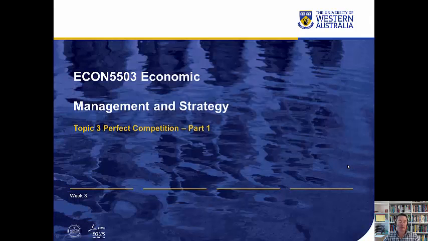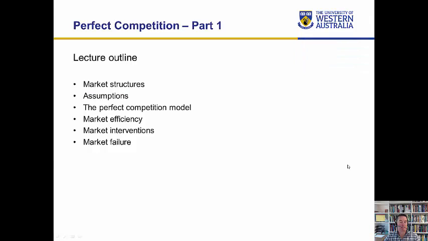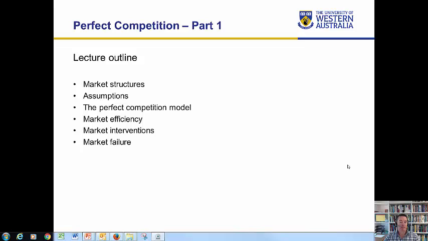This is part 1 of topic 3, perfect competition, and in this particular lecture we're looking at the various market structures in microeconomics. There's 4 key market structures. We're then looking at the assumptions of the perfect competition model, and we're looking at the perfect competition model itself, and the final 3 topics in this lecture series will be covered in separate presentations.